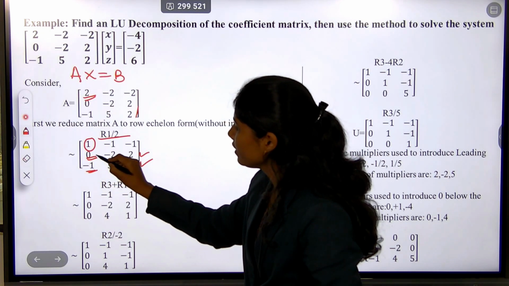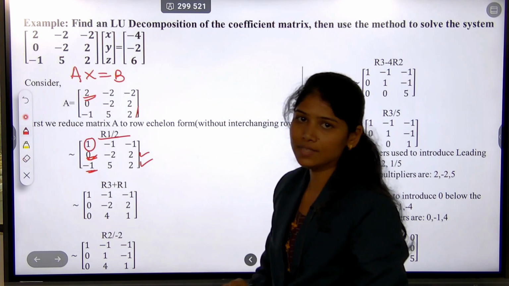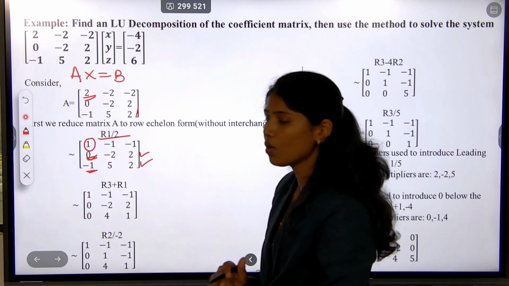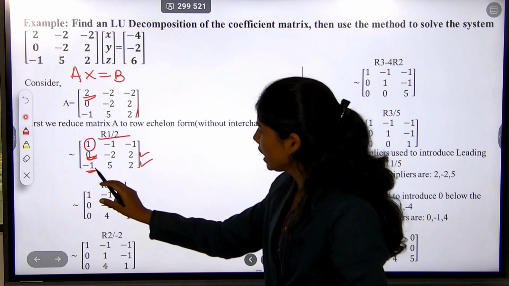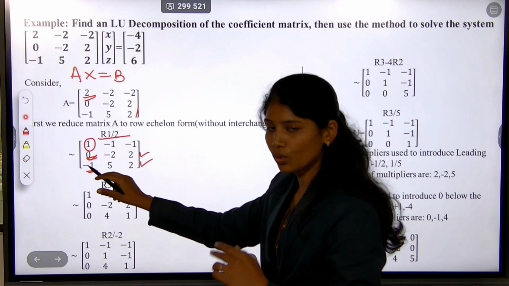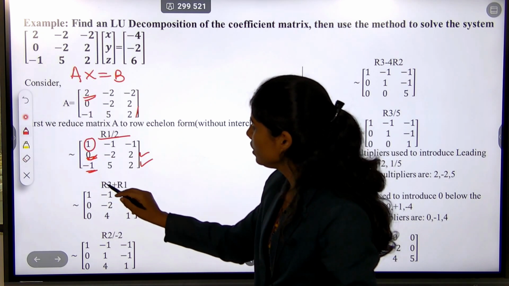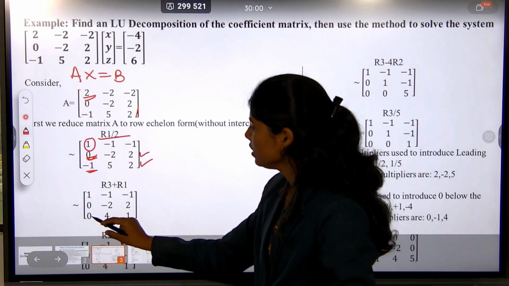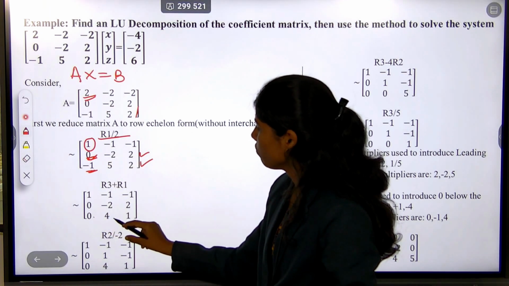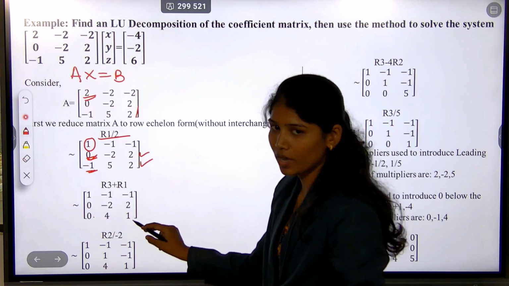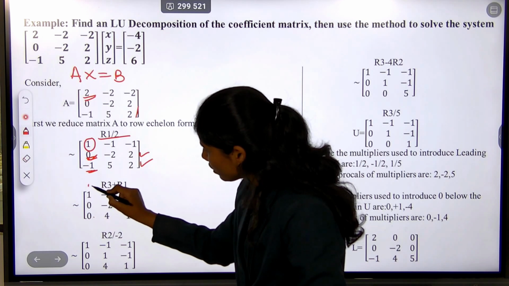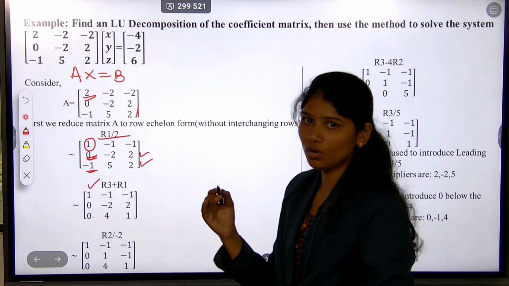Here one is already 0. So make this minus 1 a 0. For making this minus 1 a 0, which row operation do we use? R3 plus R1. So minus 1 plus 1 gives 0, 5 minus 1 is 4, 2 minus 1 is 1. Then we can see that the first column is 1, 0, 0.